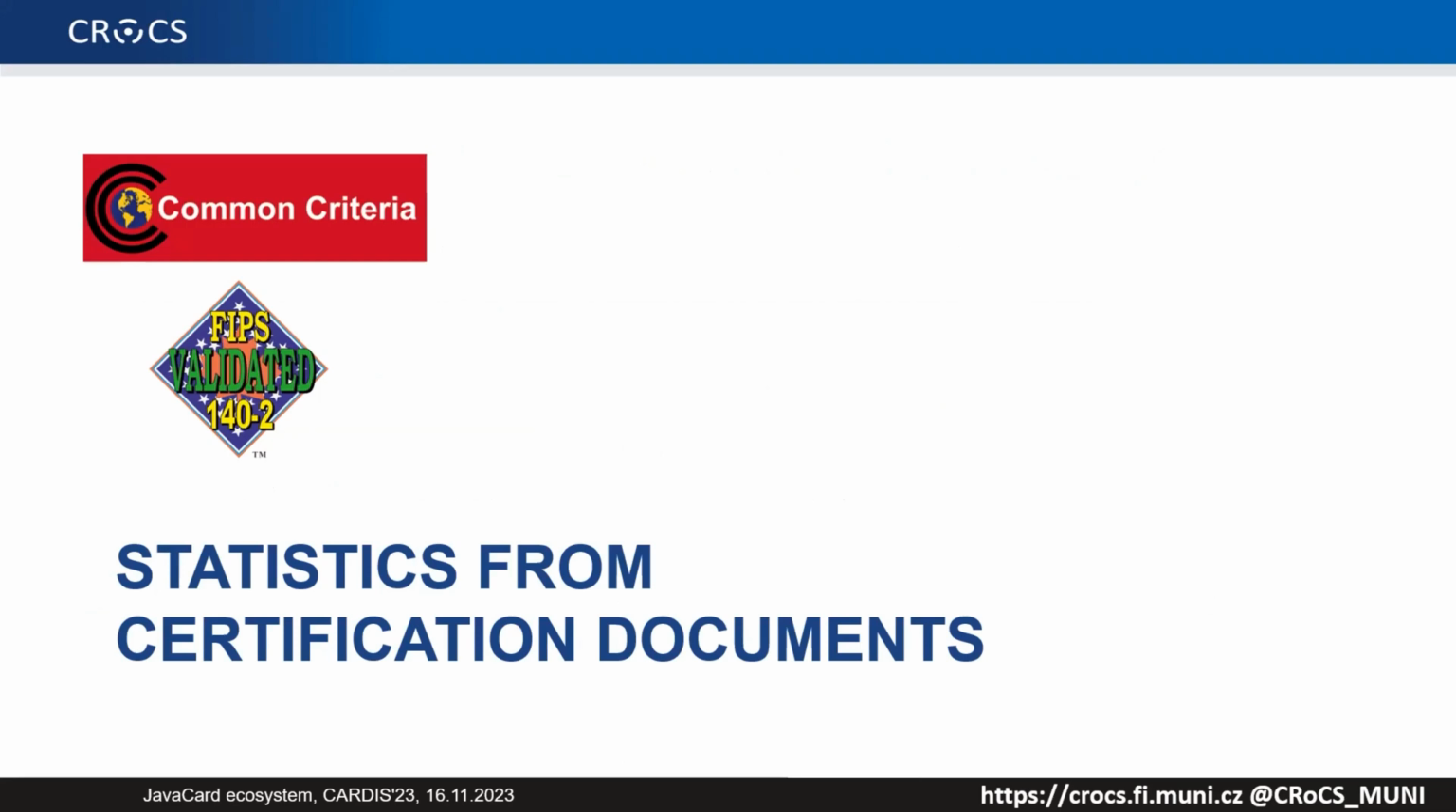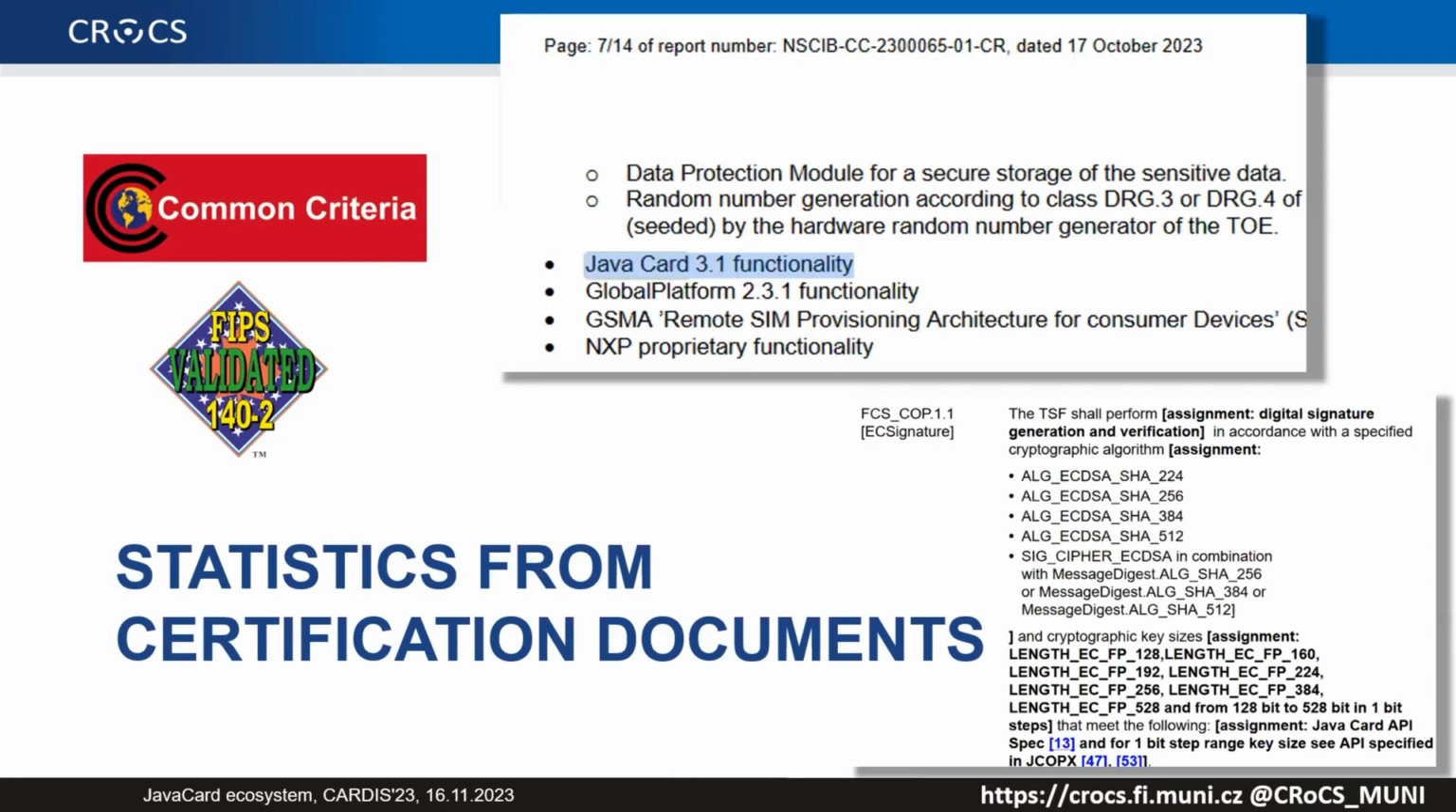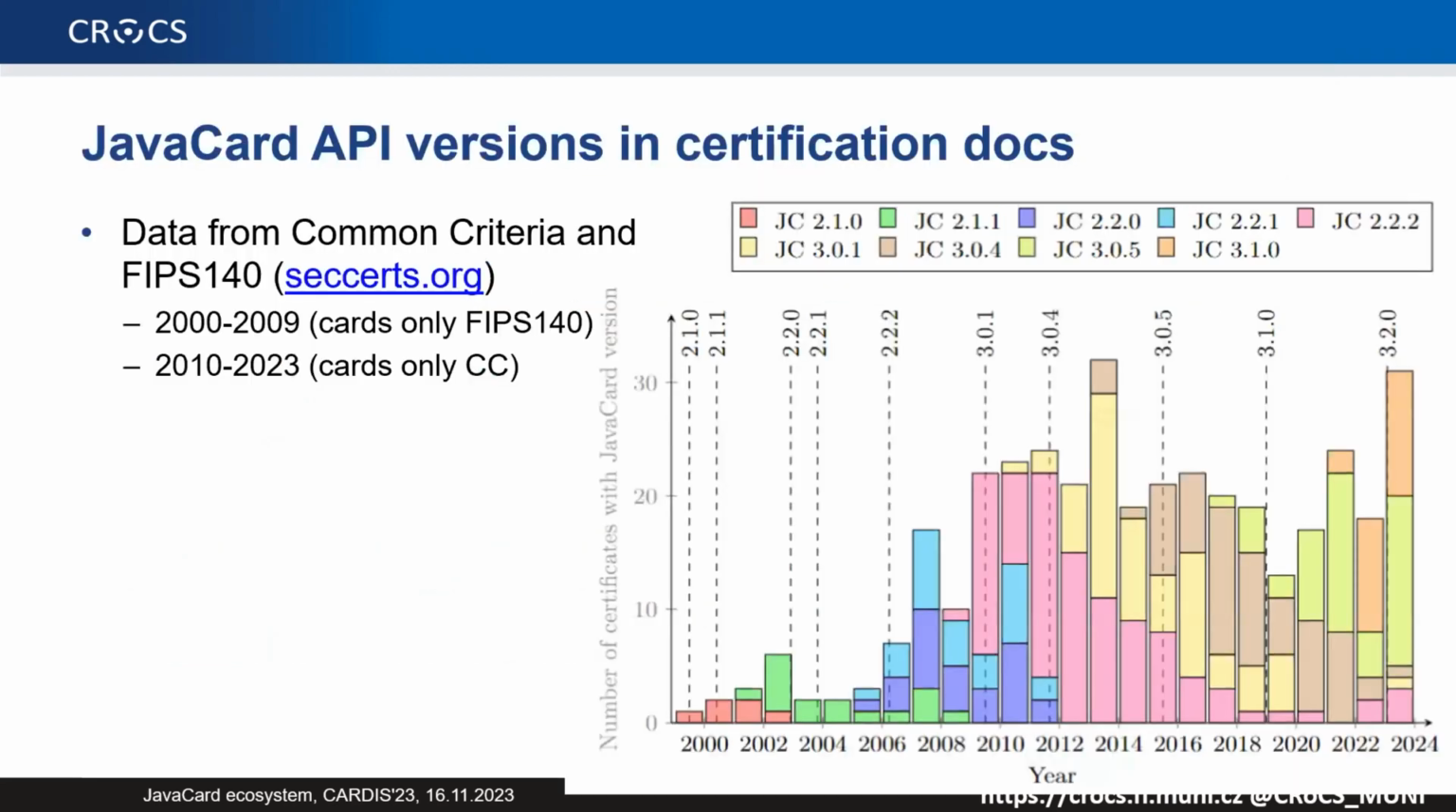So let's start with the statistics we can get from certification documents. Common Criteria and FIPS 140 are the main ones here. These are likely the most detailed information you can get without signing a non-disclosure agreement. If you are not looking at these, definitely do, because there are a lot of interesting things. You can write a bunch of regular expressions that match things of your interest. For example, we can match the version of JavaCard specified in a particular certificate, or what algorithms are exposed by that certified card. This is what we did here, and this is the result.